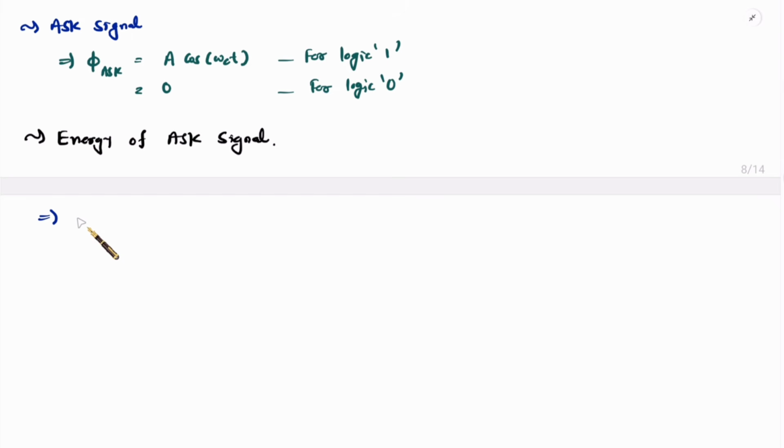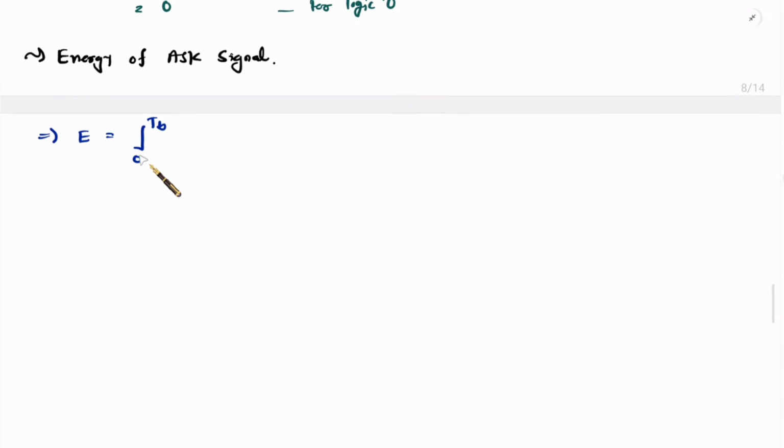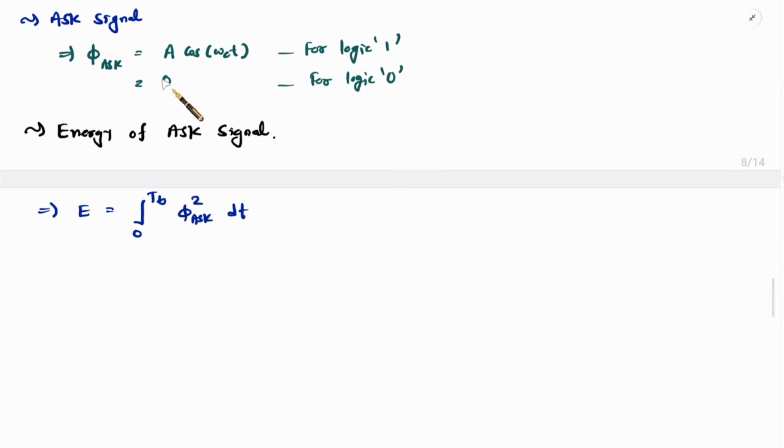Then basic calculation of energy is E is equals to integration over 1 bit duration, that is from 0 to TB. See here we have 1 bit. Let us assume 1 bit duration is TB. So energy will be integration from 0 to TB of square of the function, here we are talking about ASK signal, dt, right? Now here for logic 0 it is 0. So we need to calculate it for logic 1 only.